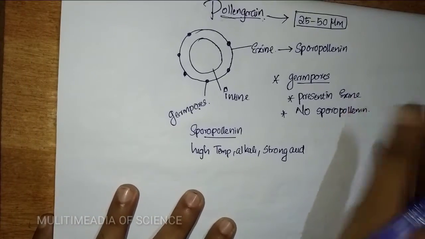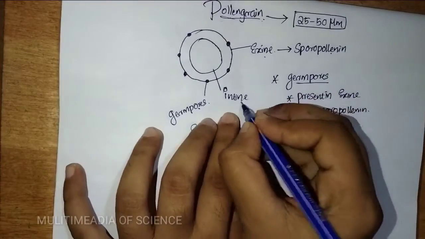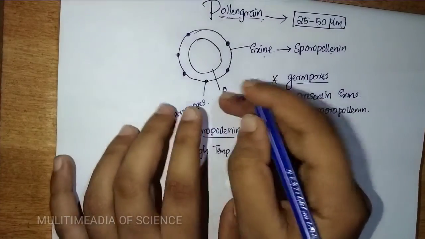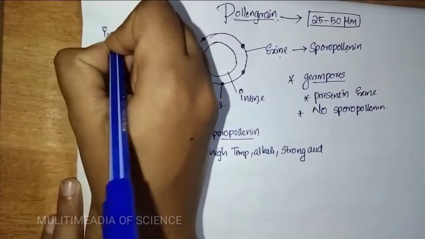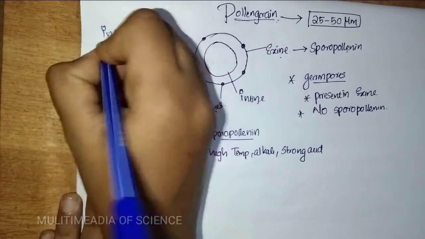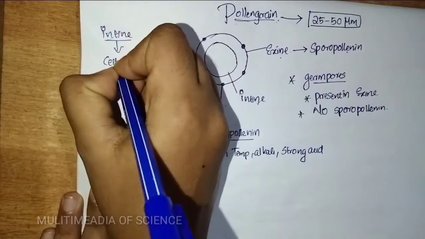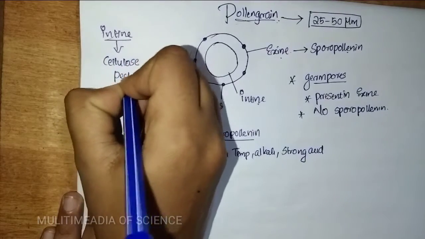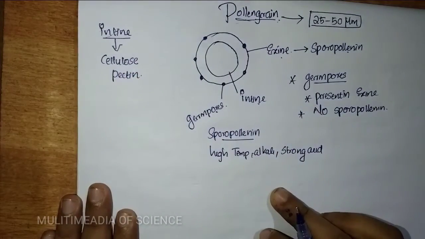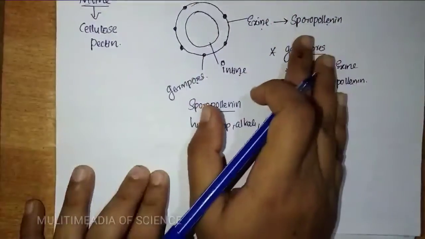We already said that exine is made up of sporopollen, and intine is made up of cellulose and pectin. So intine is made up of what? Cellulose and pectin. Clear? This is about the overall pollen grain.